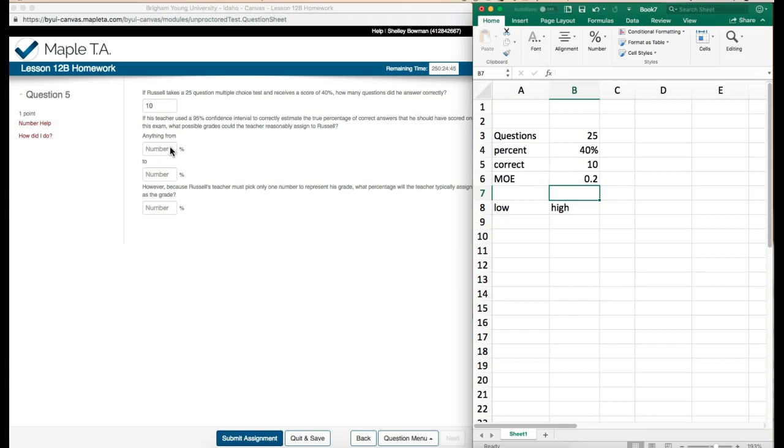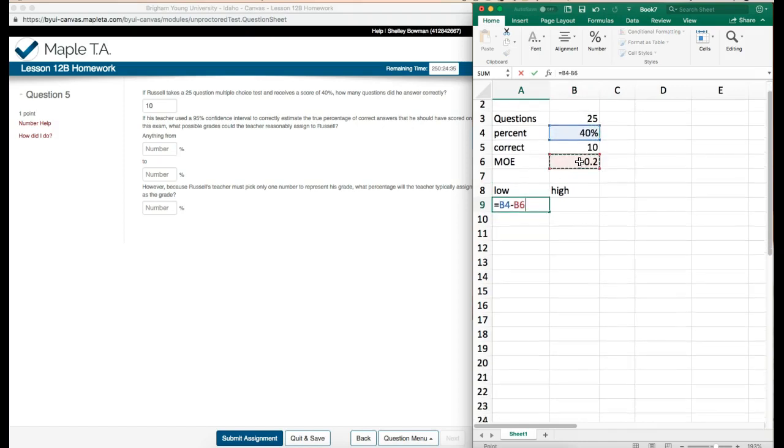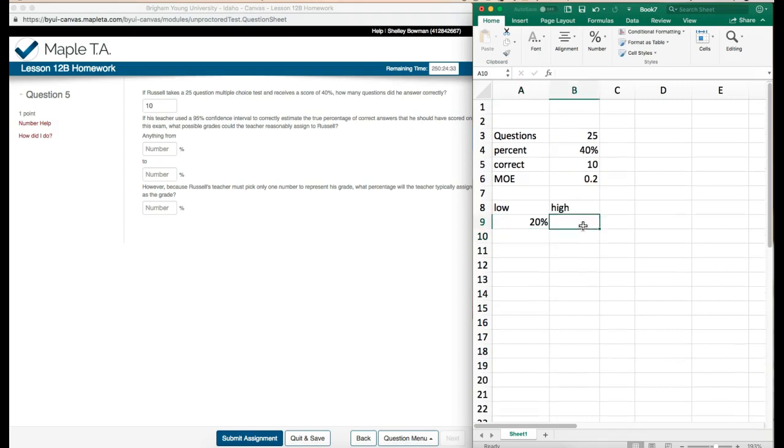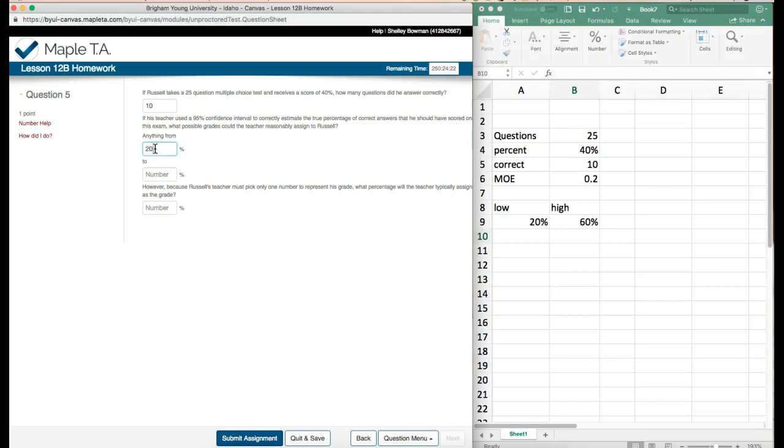And so that'll give me my confidence interval, the low number to the high number. So we're going to take our percent and subtract the margin of error, and that'll give us 20%. And for the high, we'll take our percent and add the margin of error to give us our confidence interval, our wiggle room. So this will be anything from 20% to 60%.